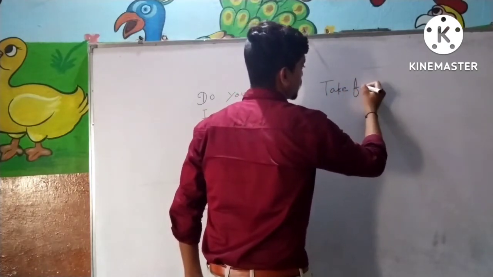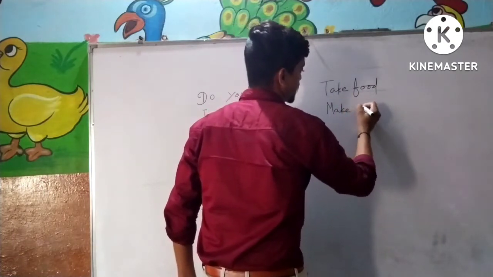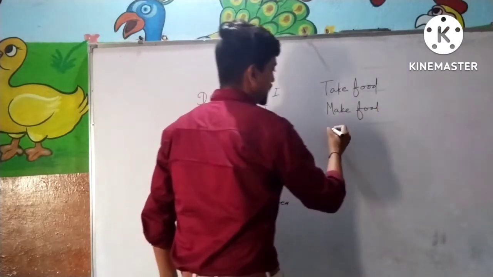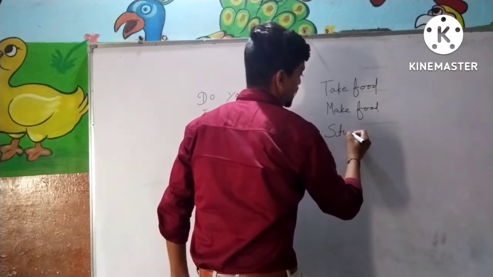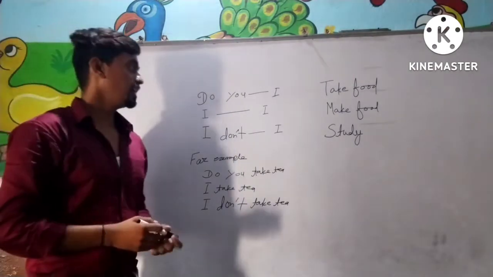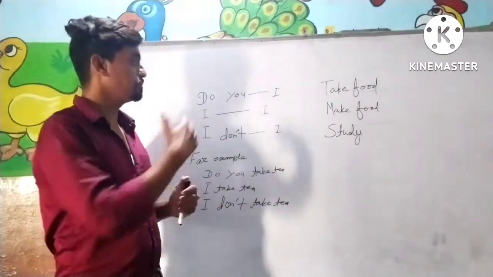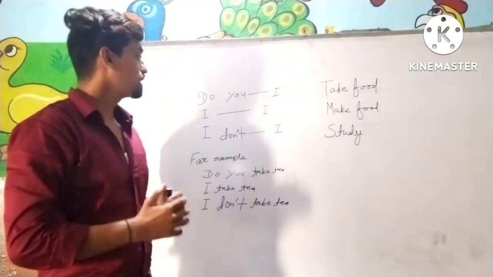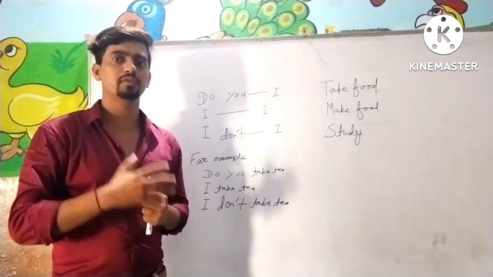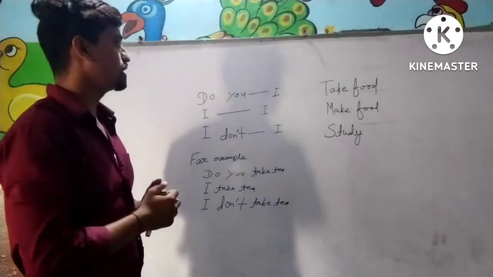Take food. Take food. Make study. We usually use take food, make food, and study. For example, I'm giving you an example of how to use it, where to use it, and when to use it. The next action is take food.